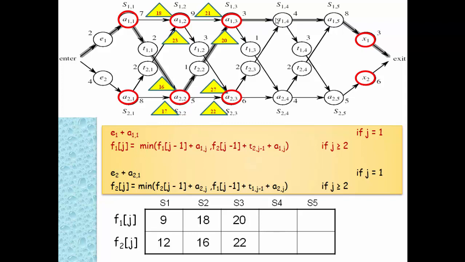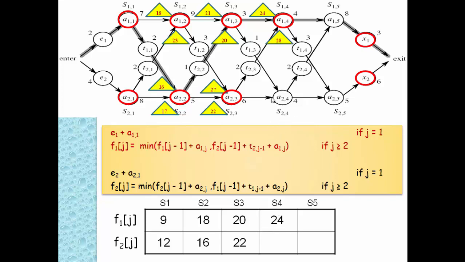Now for this assembly line 1, the previous station required time was 20. So 20 plus 4 is equal to 24. And if we move from line number 2 to line number 1, the previous value of our station number 3 was 22. 22 plus 2 is equal to 24. 24 plus 4 is equal to 28. Among these, 24 is the minimum, so we have to store 24 in the matrix.